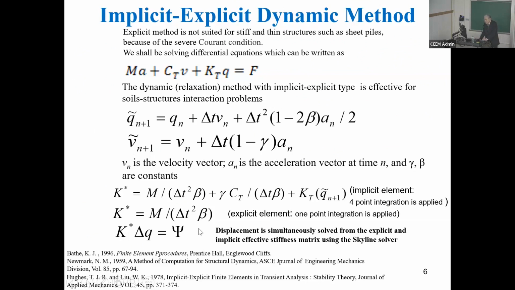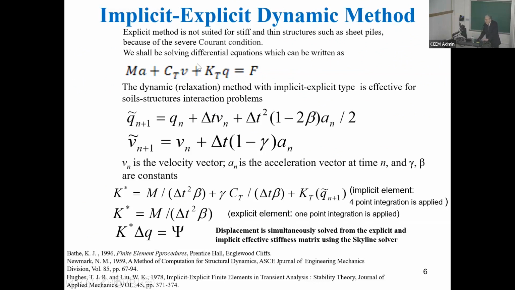In case of implicit element, 4-point integration is applied, such as sheet pile. And for explicit element, 1-point integration is applied. This one is diagonal. And this equation is solved. Displacement is simultaneously solved from the explicit and the implicit effective stiffness matrix using the skyline solver.